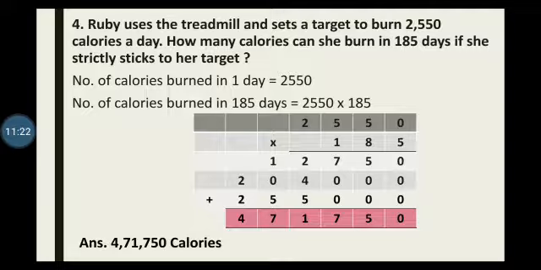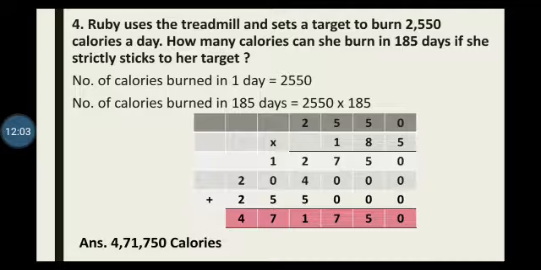Children, calories we get when we eat food. You have studied in your sciences, food gives us energy. So we are talking about that energy only. When we eat, we have a lot of energy, or say calories, in our body. So Ruby, to burn those calories, to utilize that energy, the extra energy which we have taken by eating extra food, to burn that energy, she has to walk on the treadmill. How many calories can she burn if she walks 185 days? And every day she walks, if she strictly sticks to her target.